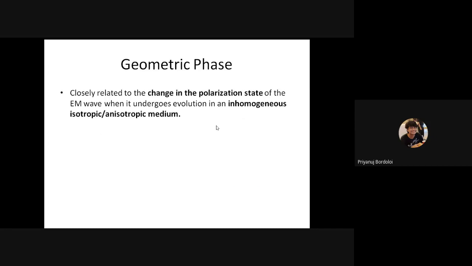In geometric phase, to have a phase difference in your two electric fields, you need to bring about some sort of difference between the two in terms of phase. Another way of doing it is to change the polarization state of the electromagnetic wave when it undergoes evolution in an inhomogeneous isotropic or anisotropic medium. This is one of the key parts. We need this to attain geometric phase.